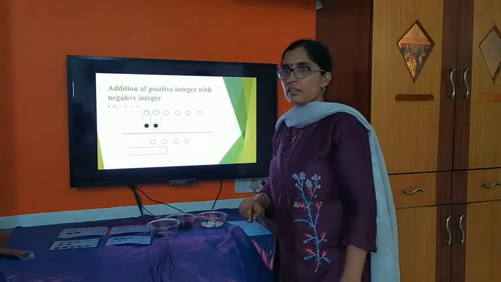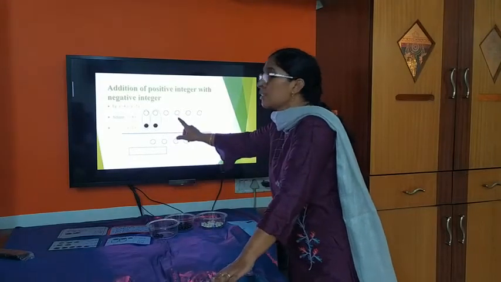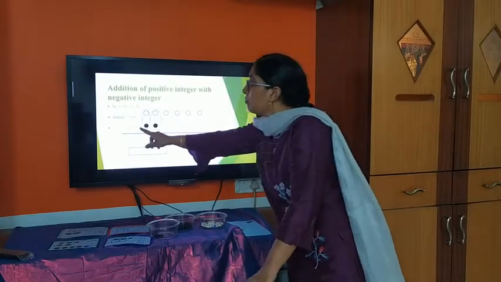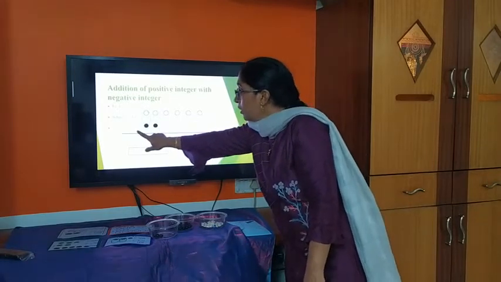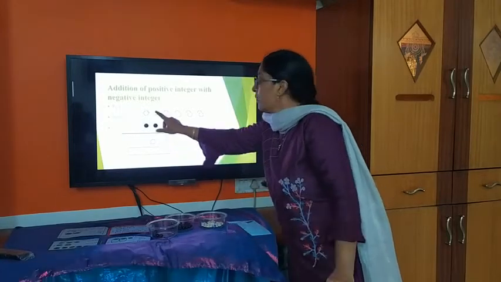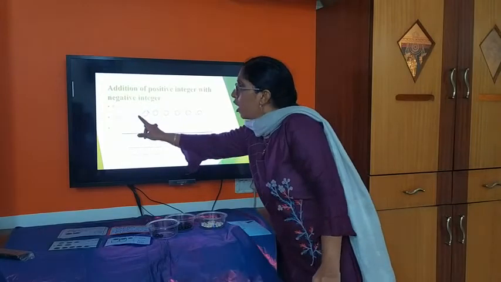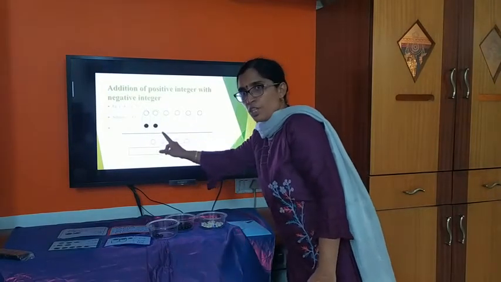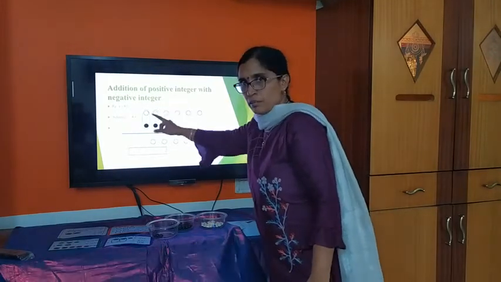unshaded circles. How many unshaded circles? 6 unshaded circles. Minus indicates shaded circles, how many? Here minus 2 indicates 2 shaded circles. Plus indicates unshaded, so plus unshaded, how many? 6. Minus shaded, how many? 2. Now you have to pair it up.